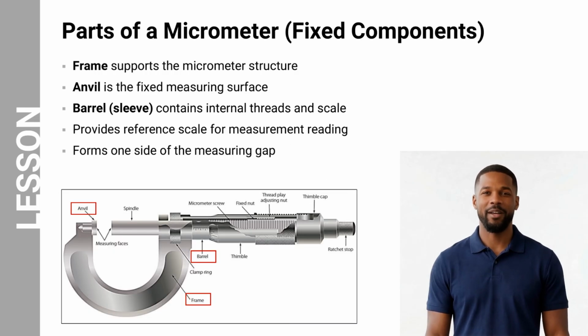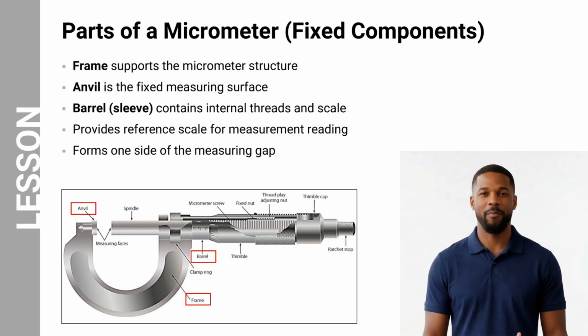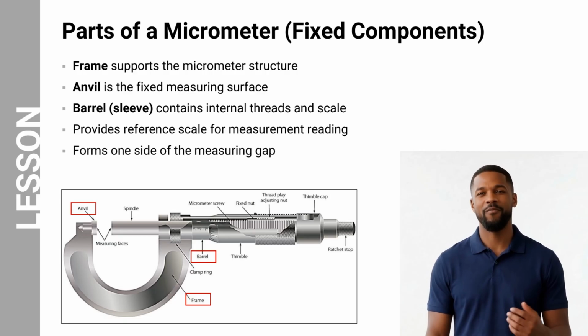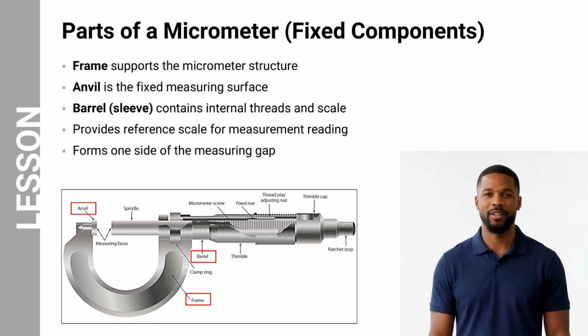To understand how micrometers achieve precision, the main components must be identified. The frame provides structural support and maintains alignment. The anvil is the fixed measuring surface. It forms one side of the measuring gap. The barrel, also called the sleeve, contains the measurement scale. It also houses the internal threads that guide spindle movement. These fixed components provide stability during measurement. The label diagram helps identify each part and its role in the measuring process.